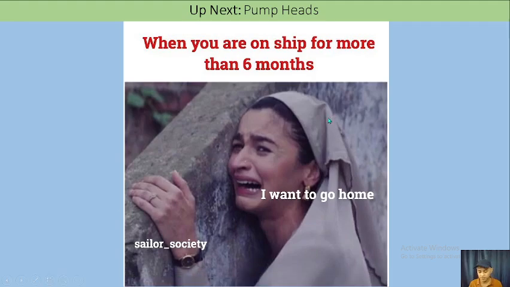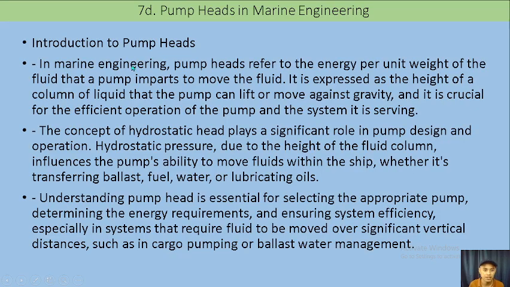Okay, so our next video will be pump head. In marine engineering, pump head refers to the energy per unit weight of the fluid that the pump imparts to move the fluid. It is expressed as the height of a column of liquid that the pump can lift or move against gravity, and it is crucial for the efficient operation of the pump and the system it is serving.